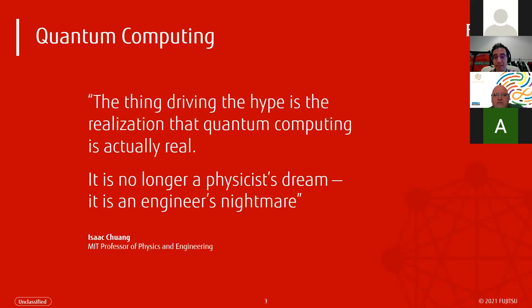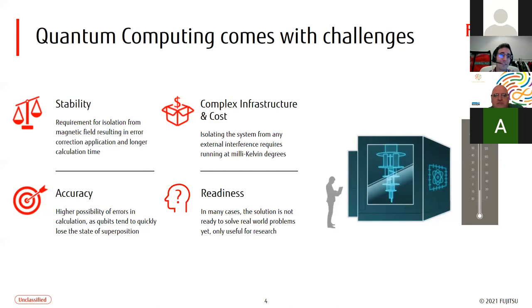And why is that? That's because quantum computing comes with a lot of challenges, as you can also see in the master. Quantum computing is a very new computing paradigm, and it's very difficult to have it working, because of the stability, the requirement of isolation from magnetic fields, for example, or the complex infrastructure around the temperature. So the thing is that quantum computing is not ready to solve industrial applications. This kind of computation is not ready yet for big problems.